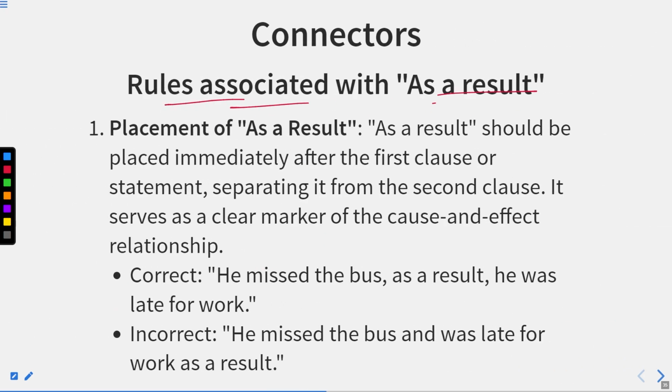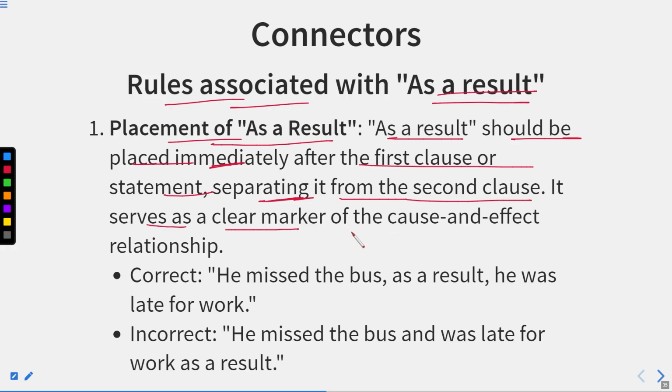The rules associated with "as a result": placement. "As a result" should be placed immediately after the first clause or statement, separating it from the second clause. It serves as a clear marker of the cause and effect relationship. Correct. What can be the correct sentence? He missed the bus. As a result, he was late for work.